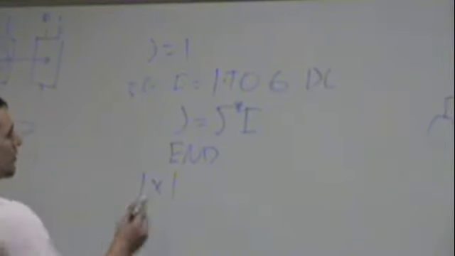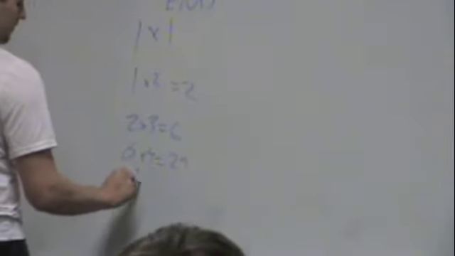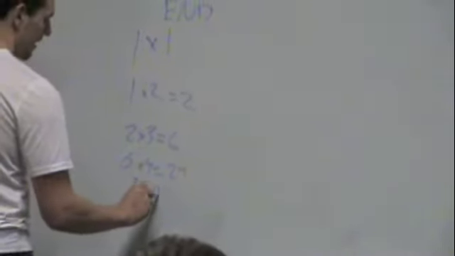So we start out with 1 times 1. Then we go 1, which is 1, right? Then we're on I equals 2, so we're 1 times 2, which is 2. So then we're on 2 times 3, which equals 6. Then we're on 6 times 4, which equals 24. Then we're on 24 times 5, which equals some big number.